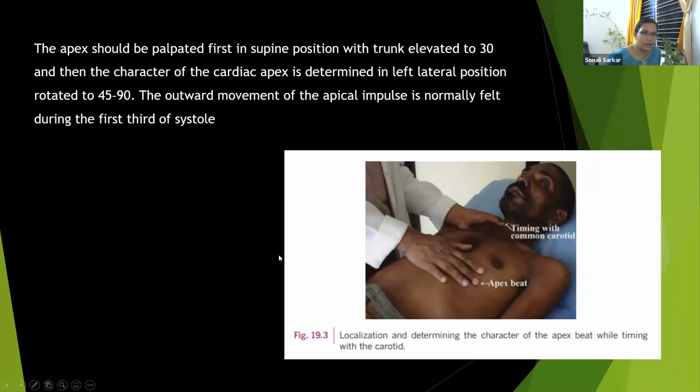This is what you will do. First, with the patient supine, you try to locate the apex beat with your fingers. Once you have localized the apex beat, next you rotate the patient 45 to 90 degrees to the left to find out the character of the apex beat. Also, if you do not get any apex beat in the supine position, then you look for it after the patient is rotated 45 to 90 degrees. Even then, if you do not find it, and you do not have any apex beat on the right side also, then you say that the patient has an absent apical impulse.